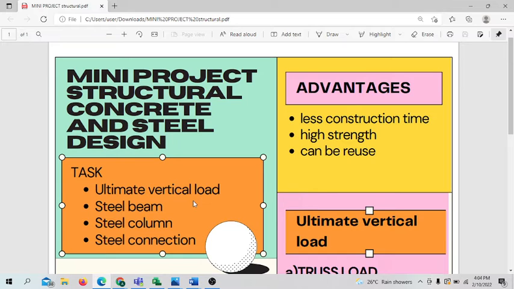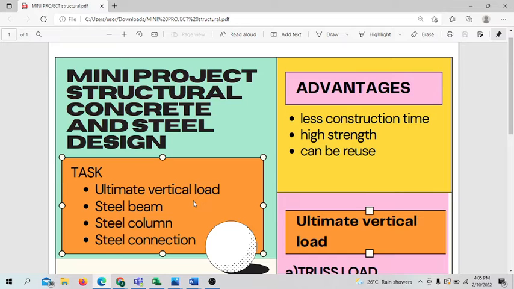Next, we go to the tasks of the mini project. First, the ultimate vertical load. Second, steel beam. Third, steel column. Four, steel connection.